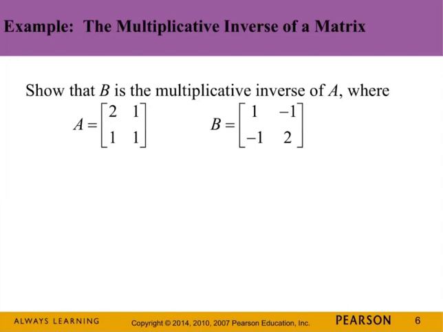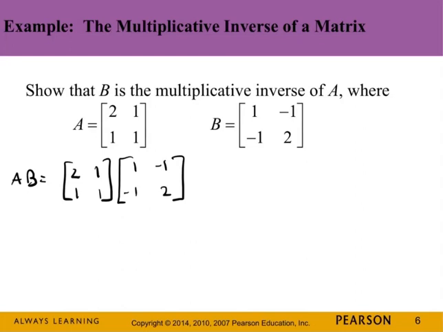So let's start with the matrix A times the matrix B. That's going to be 2, 1, 1, 1, like this, times the matrix B, 1, negative 1, negative 1, 2.